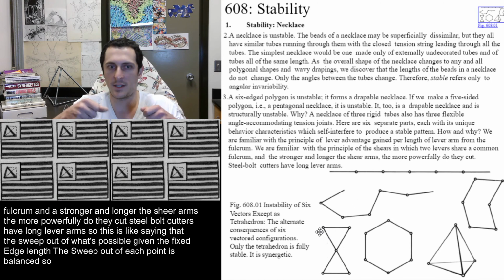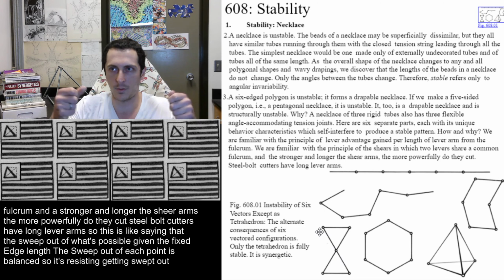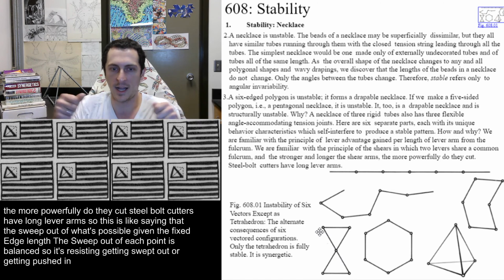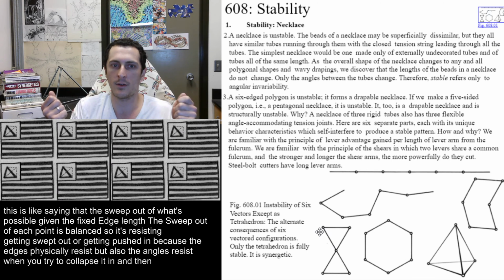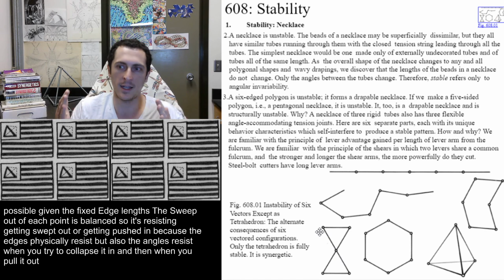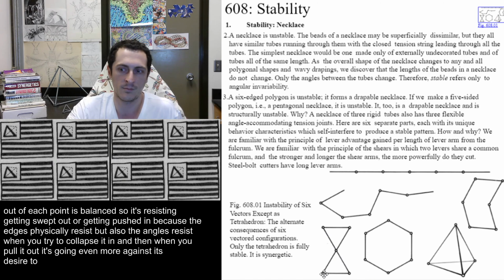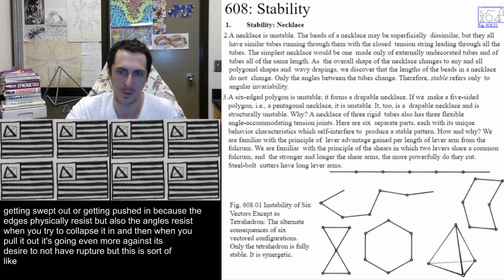So it's resisting getting swept out or getting pushed in, because the edges physically resist, but also the angles resist when you try to collapse it in. And then when you pull it out, it's going even more against its desire to not have rupture. But this is sort of like shape stability questions.